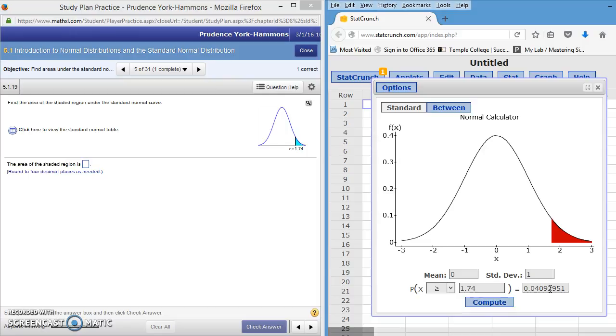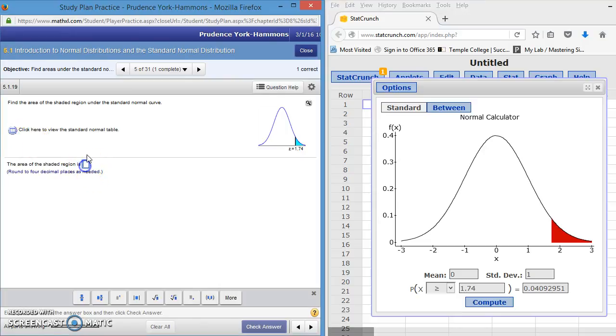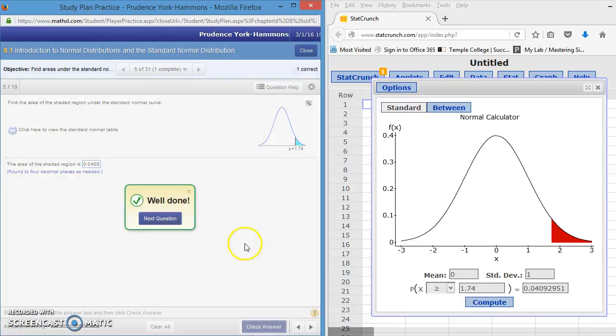And then this 2 to the right of that is not enough to make the 9 go up. So we have 0.0409 for our area, so let's check that. So that's definitely a good question. We did good with that, did well with that question.